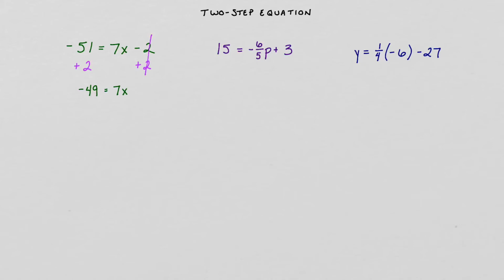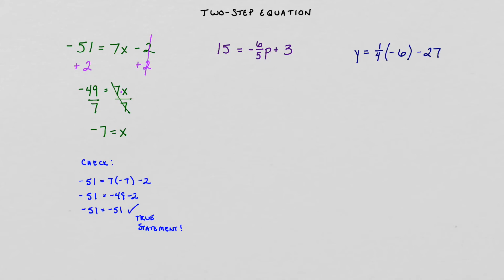And now we're back to something similar to what we had done with our one-step equations. So again, we have 7 times x. So how do I undo a multiplication? Well, instead of multiplying by 7, I will divide by 7. And this will result in negative 7 is equal to x. As you can see from the check below, if you need to, feel free to pause, we do arrive at a true statement. Our next problem is very similar to the one that we just finished.